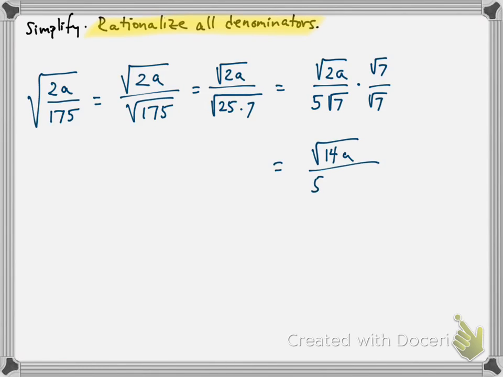So when I do that, the square root of 7 multiplies on the top by the square root of 2a to give me the square root of 14a. And on the bottom, the square root of 7 and the square root of 7 give me 7. And so on the bottom, I'm left with 5 times 7, which leaves me with the square root of 14a all over 35.